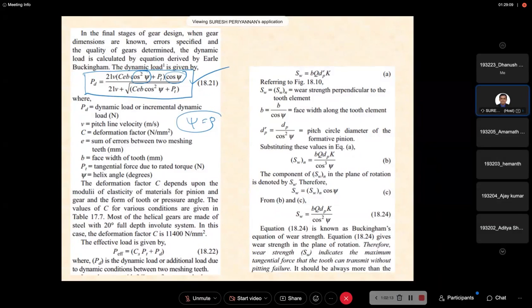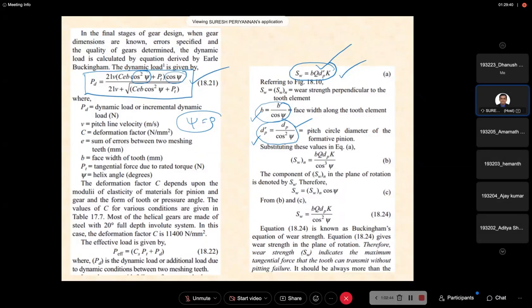I come to the wear strength. For wear strength also, please go through our earlier terminology of the equivalent gear, that is, the virtual number of teeth. You can get more clarity about how this Dp dash came here. Then these two terms we are going to use in our earlier formula that we discussed for wear strength. Instead of b, use b by cos psi here.